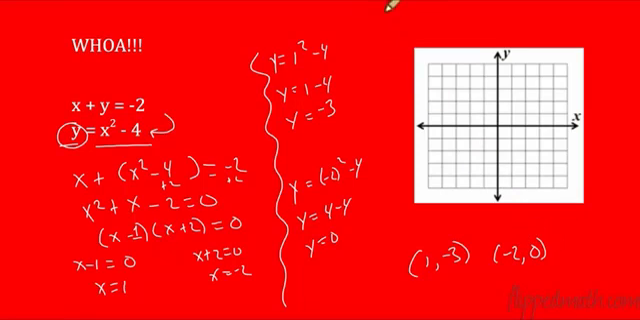Let's take a look and see what that actually means on the graph. So I'm going to try and do this graph as best I can. x squared minus 4. So 1, 2, 3, 4.